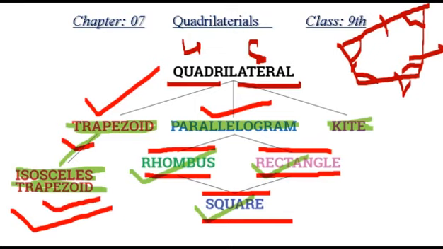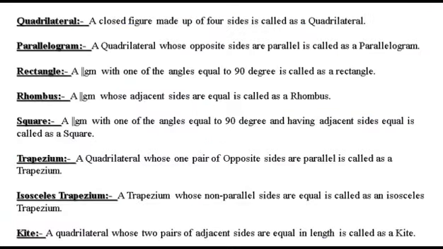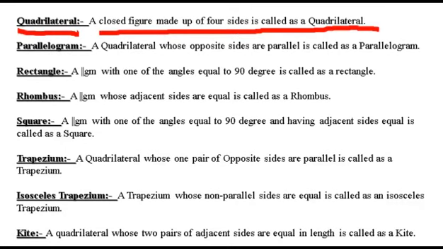Let's further have a look at their definitions. These definitions I already sent you yesterday. First up is quadrilateral. A closed figure made up of four sides is called a quadrilateral. So it is self-explanatory that a closed four-sided figure is called a quadrilateral. It doesn't have any properties, so there isn't anything special about it. But as soon as you go down, you will find that it attains properties and the name is not just quadrilateral now. It has different names.